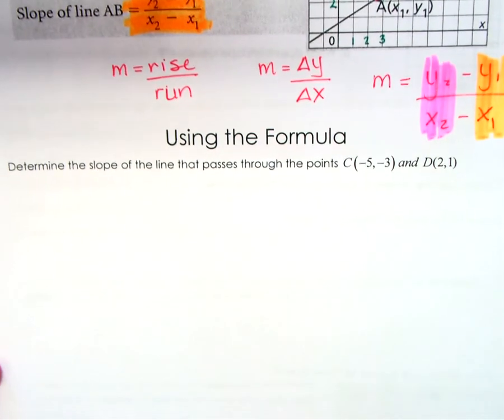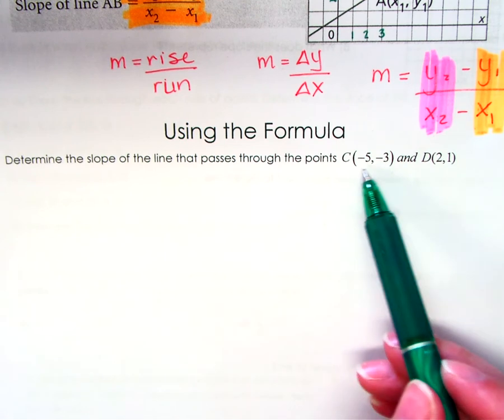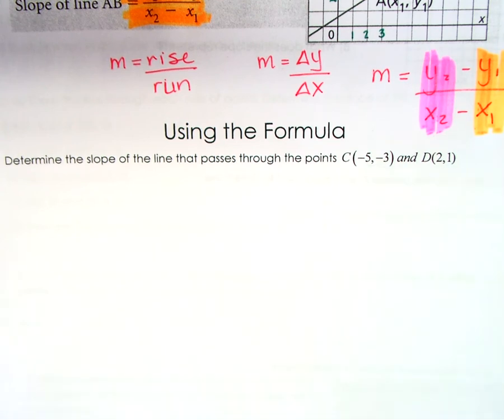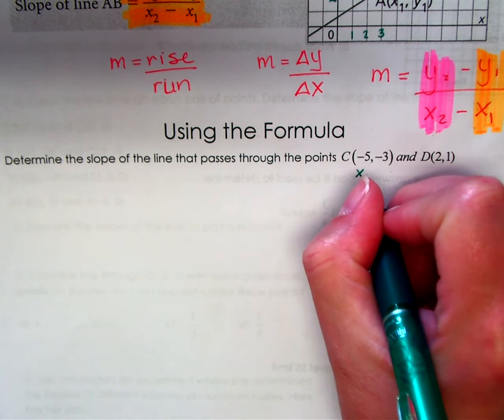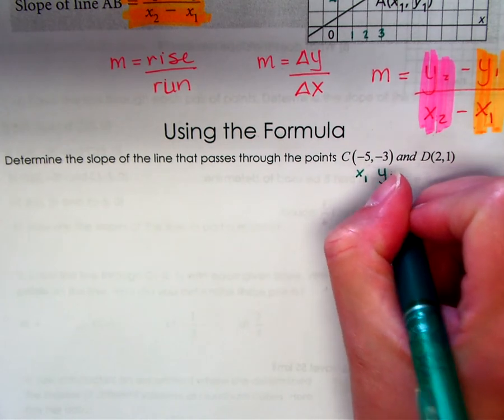So in this example, we are going to use the formula. So what I would suggest to you, it doesn't matter which is your first set and which is your second set, but you need to be consistent. So as we're learning this, I would label them.